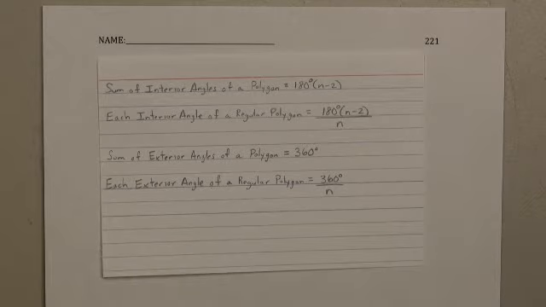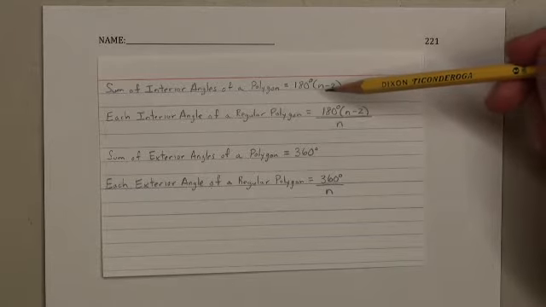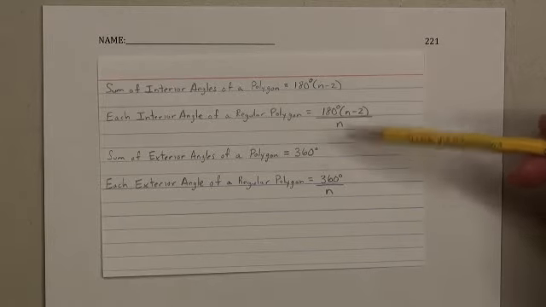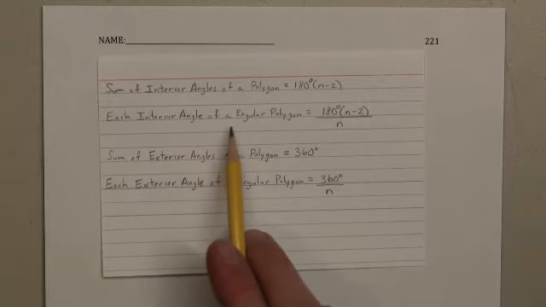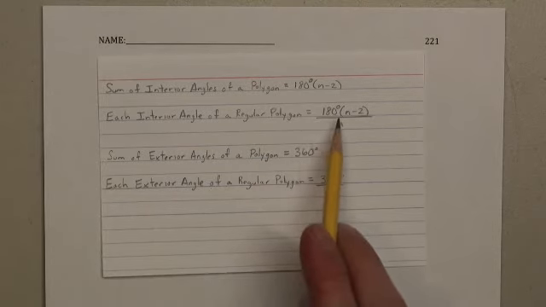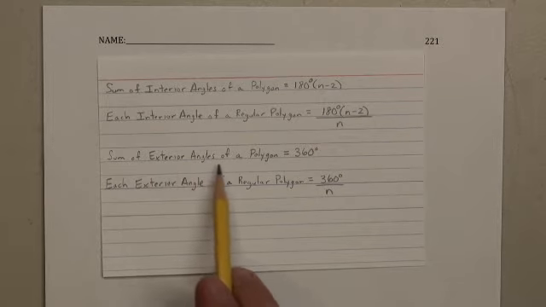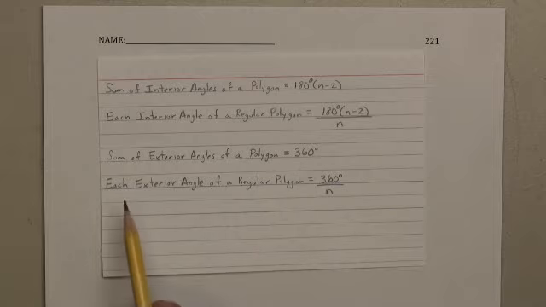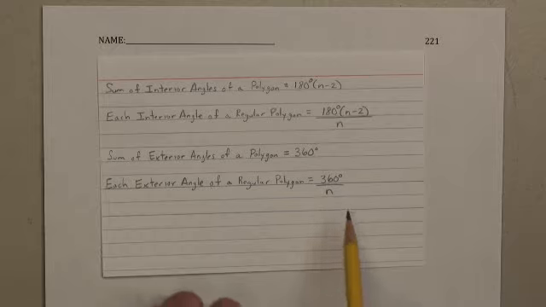Alright, before we start this set of problems, there's a few formulas you need to know. So write these down on an index card. The first one is the sum of interior angles of a polygon is 180 degrees times n minus 2. Each interior angle of a regular polygon is 180 degrees times n minus 2 divided by n. The sum of the exterior angles of a polygon is 360 degrees, and each exterior angle of a regular polygon is 360 degrees divided by n.